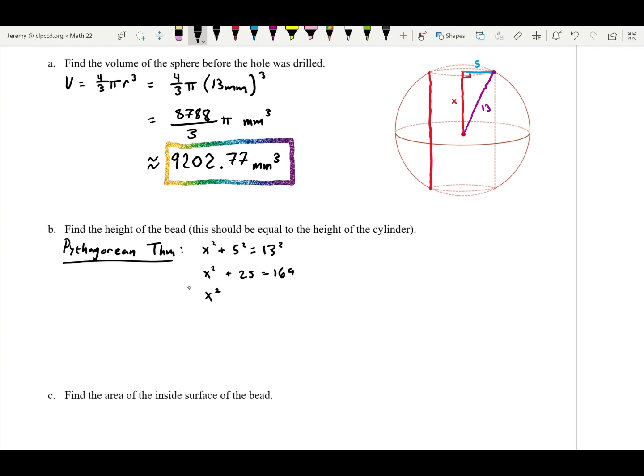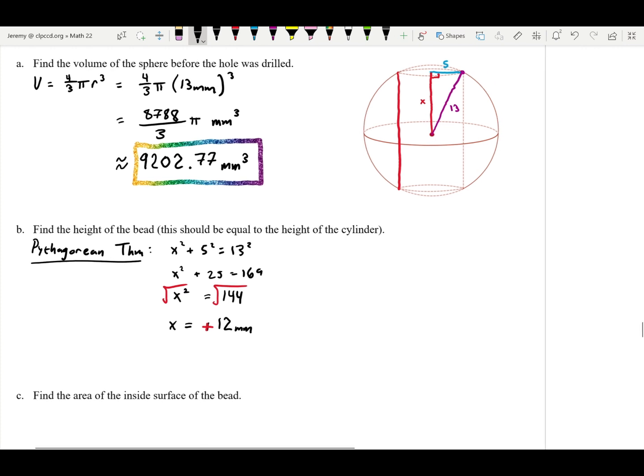And I'll subtract 25 from both sides. And I get that x squared is equal to 144, which is a nice number. That's a perfect square. I like that, because I'm going to take the square root of both sides, and I'll get that x is equal to plus or minus 12. But I am just going to take the positive value because we're talking about a physical measurement, half the height of this cylinder. So I won't worry about the negative value. Take that away. And my units are millimeters.